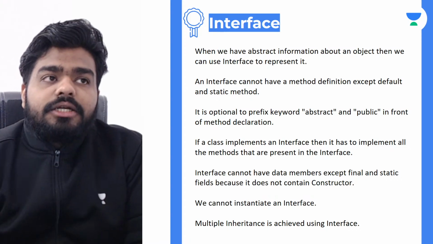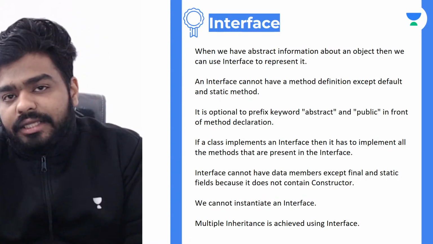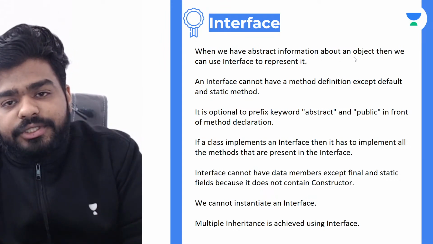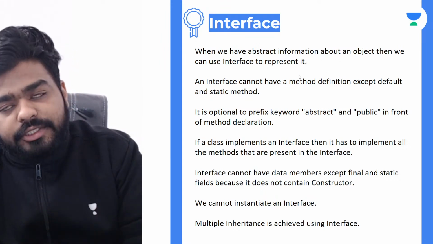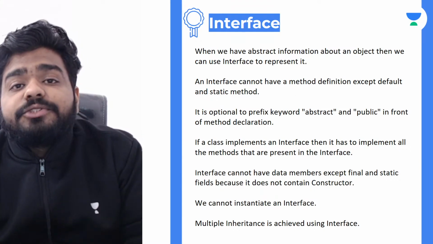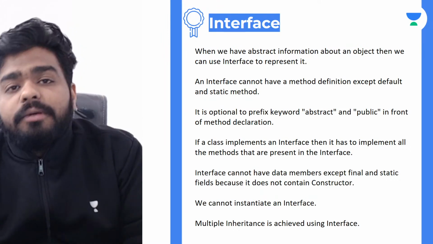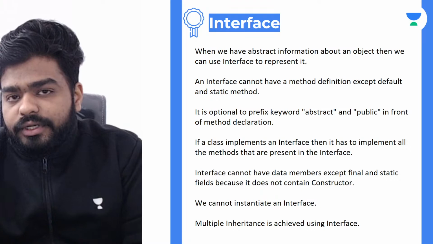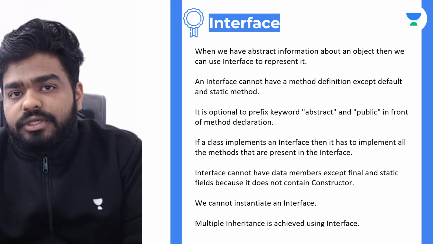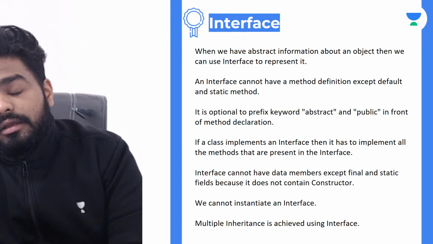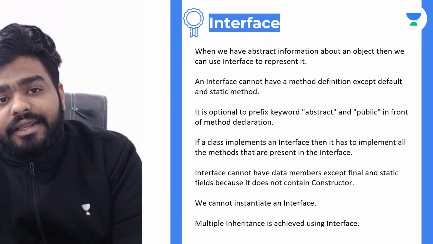ठीक है, सो इंटरफेस मैंने आपको बता चुका है, आधा से ज़्यादा चीज़ मैंने आपको इंटरफेस का बता चुका है. When we have abstract information about an object, then we can use interface to represent it. That means जब भी आपके पास सारी चीज़ें पूरी abstract हो, मतलब आपके पास कोई भी इंफॉर्मेशन नहीं है. You have written height but you don't have value. You have written width but you don't have value. You have written the functions but it's not defined. So it's all just the declaration.